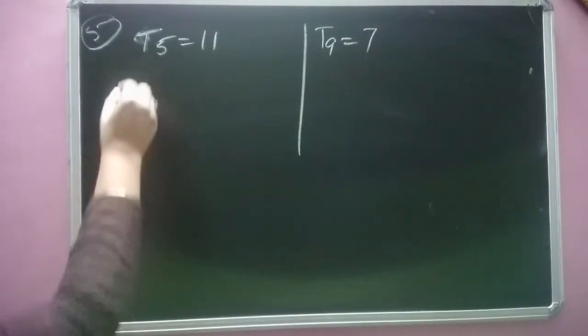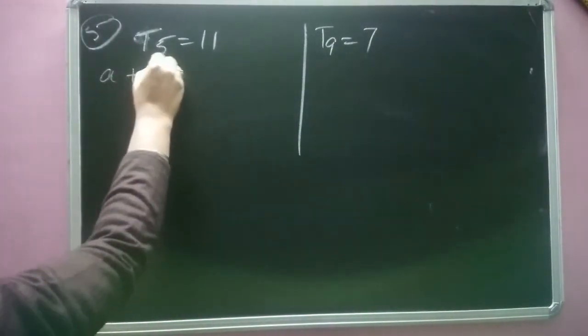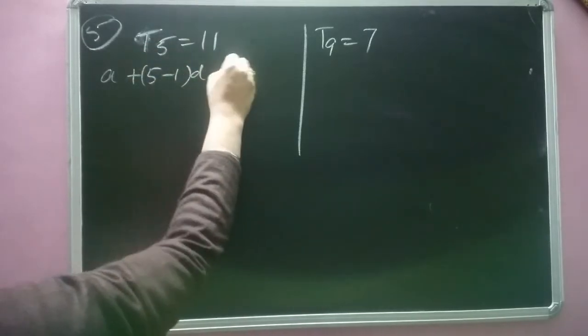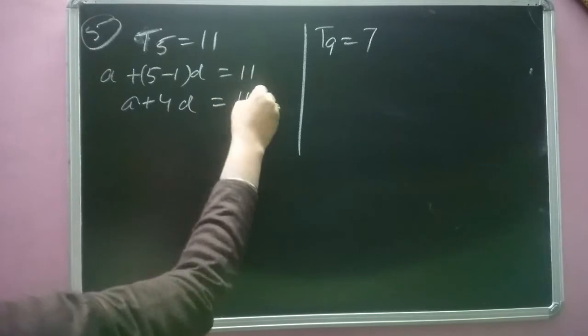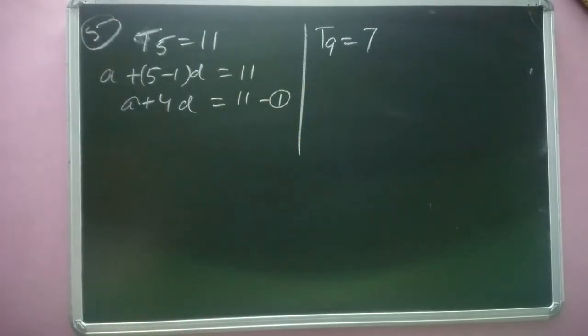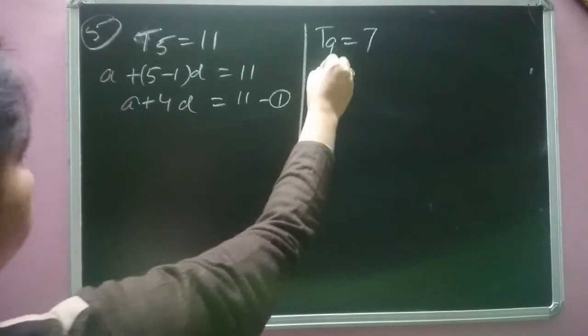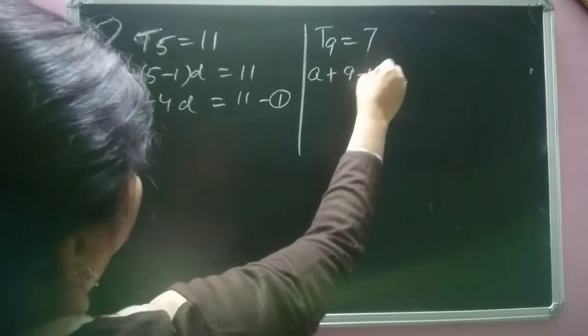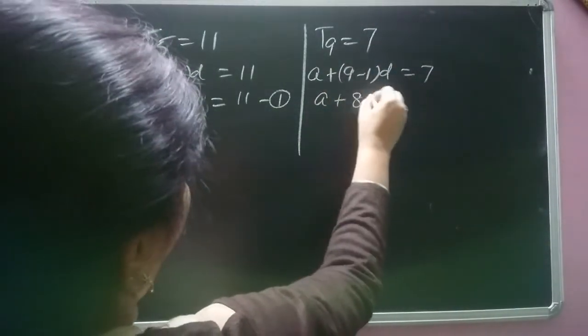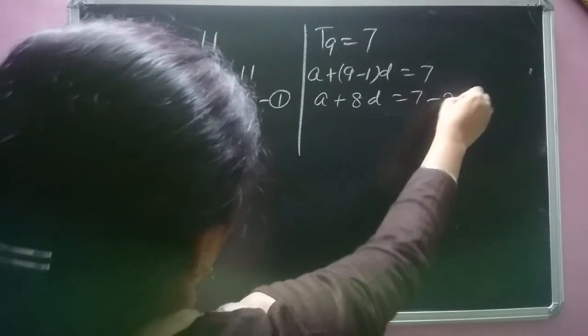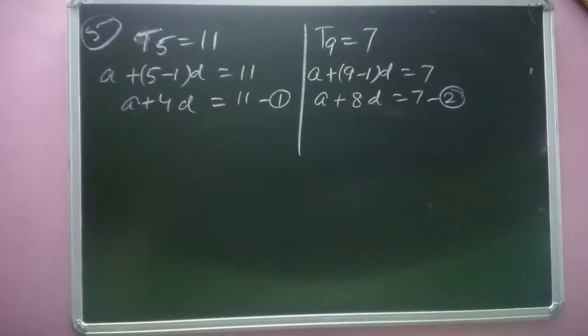Now T5 according to formula will become A plus 5 minus 1 into D. This is equal to 11. So A plus 4D equals to 11. This is the first equation. Same way T9 can be written as A plus 9 minus 1 into D. This is 7. So A plus 8D is equal to 7. This is the second equation.